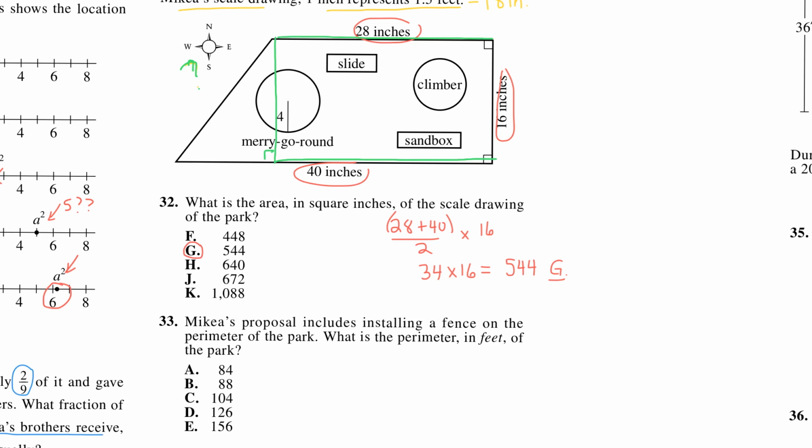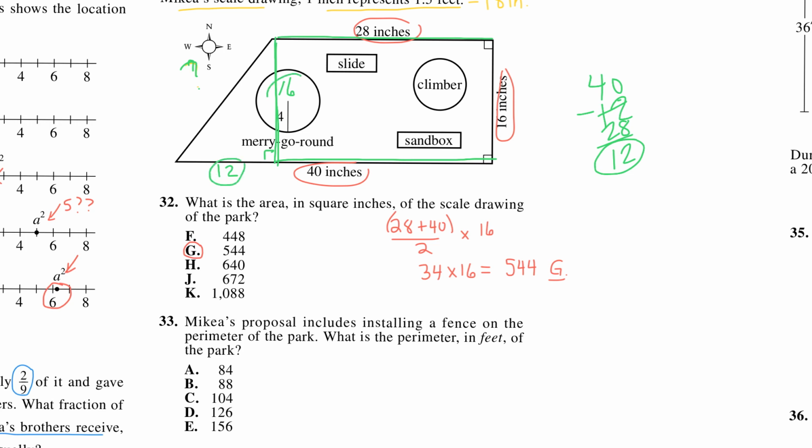So if I subtract 40 minus 28, 40 minus 28 is 12. I wrote 40 minus 12, getting a little ahead of myself. 40 minus 28 is 12. So this part right here is 12. So I have a triangle, and this is 16 right here. So I have a right triangle.